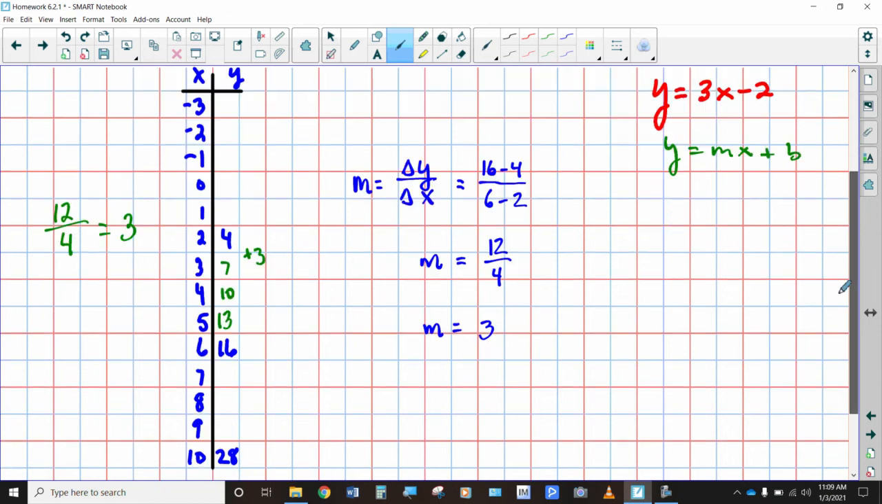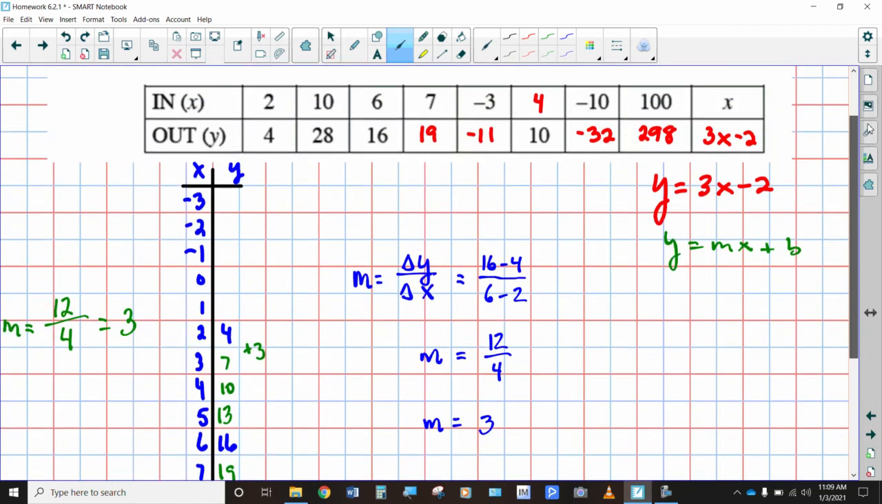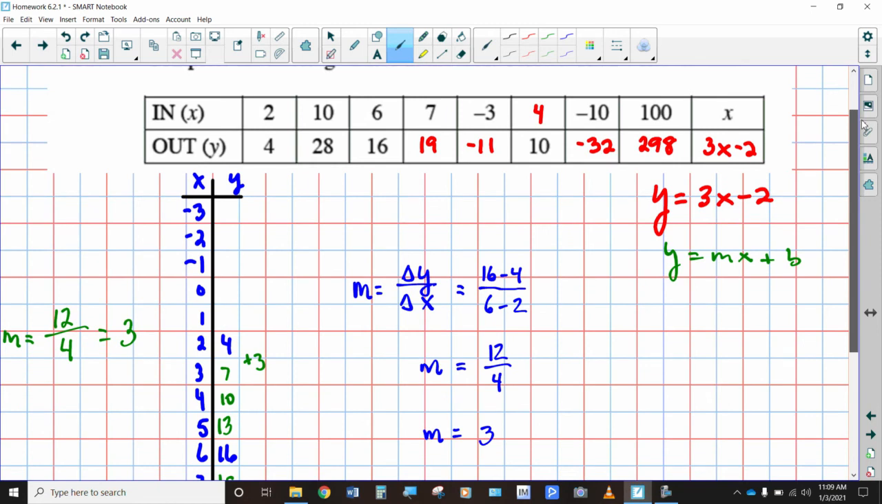If we were to continue that all the way up to 28, this would be 19, this would be 22, this would be 25, and then 10, 28. So we've confirmed our growth rate, the value for m, is going to be 3. Okay. Now let me show you how we do this algebraically without setting up an alternate table.